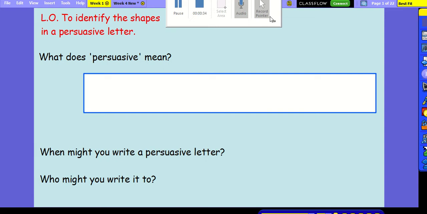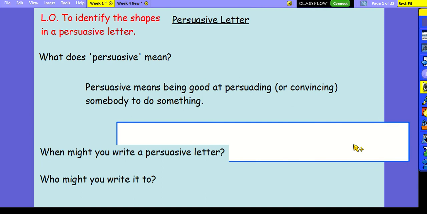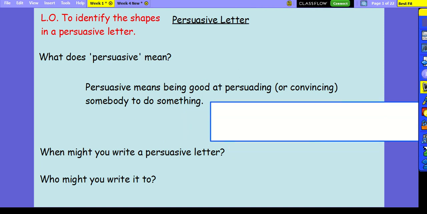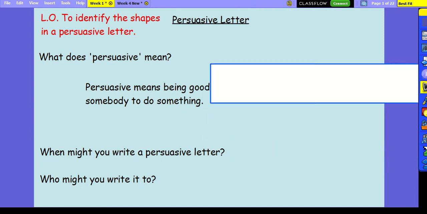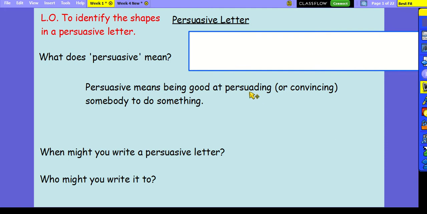Okay, welcome back. So, persuasive means being good at persuading or convincing somebody to do something. So, when you ask somebody to do something and you try to convince them it is a good idea. So, when might you write a persuasive letter? Who might you write it to?